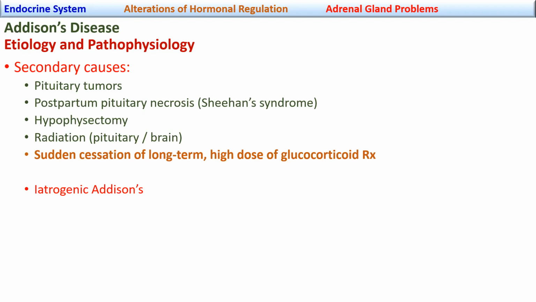However, iatrogenic Addison's disease may be due to adrenal hemorrhage, due to the use of sometimes anticoagulants, anti-neoplastic chemotherapy, antifungal medications like Nizoral, or bilateral adrenalectomy, the surgical removal of both adrenal glands. That may lead to iatrogenic Addison's disease.